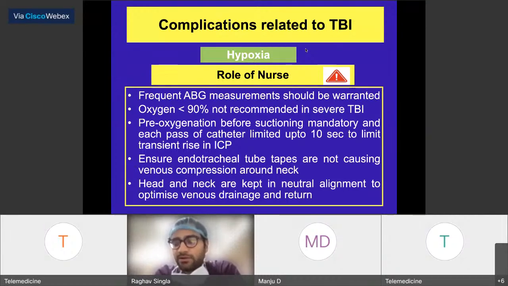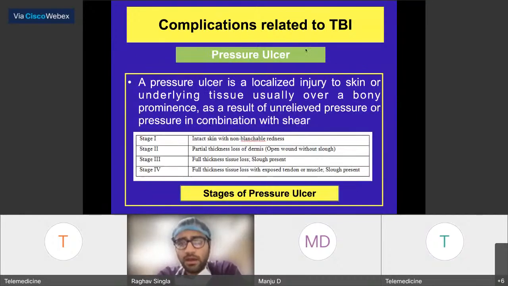We ensure that there are no bandages around that are causing compromise of ventilation or any compression around the neck. And we note that the neck is not hyperflexed or hyperextended and try to keep it in a neutral alignment. This increases the venous drainage and also decreases the cerebral venous pressure.